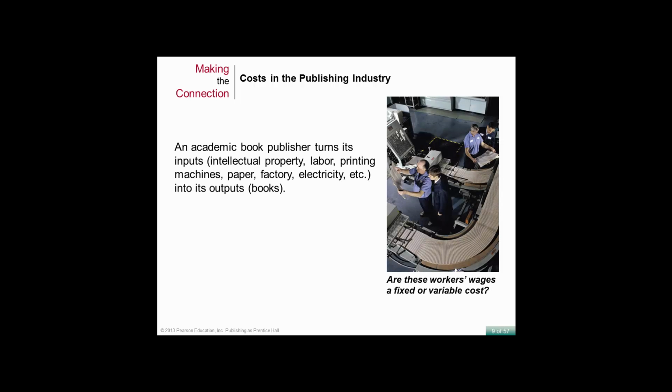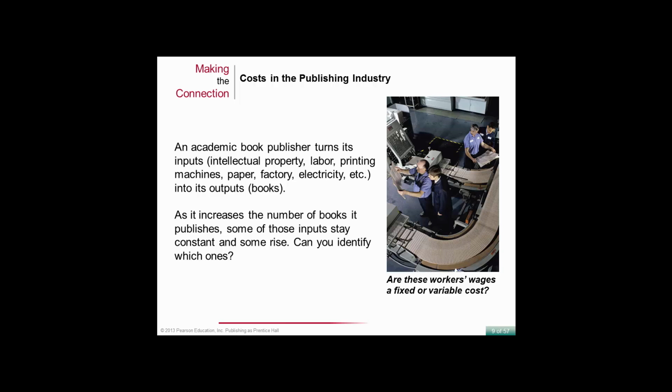So the academic book publishing turns to its inputs, intellectual property, labor, printing machines, paper, factory electricity, and outputs into books. As it increases the number of books it publishes, some of those inputs stay constant and some rise. Which ones are constant?